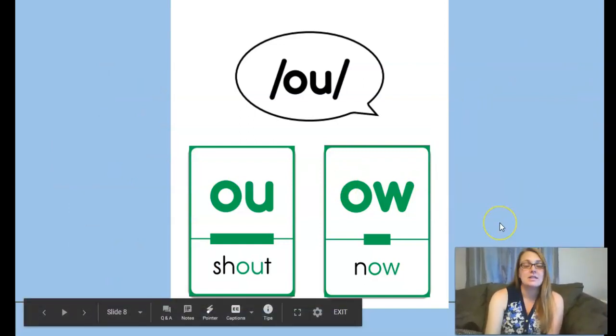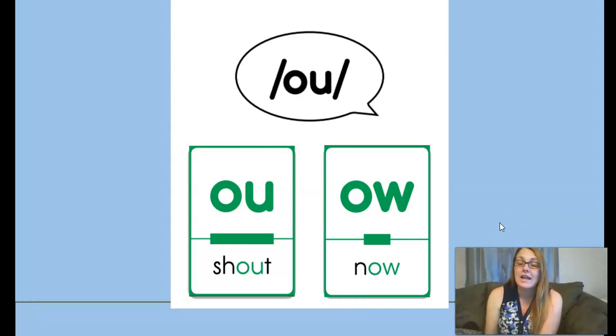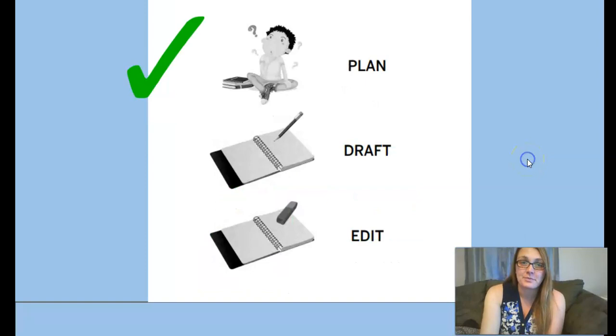Okay, and here is our sound card, the OU and OW, both spellings for the word ow. Again, this is a great time to add these to your independent code chart so you have the full reference at your hands. Okay, so yesterday we completed step 1 of the planning process, which was our graphic organizer.